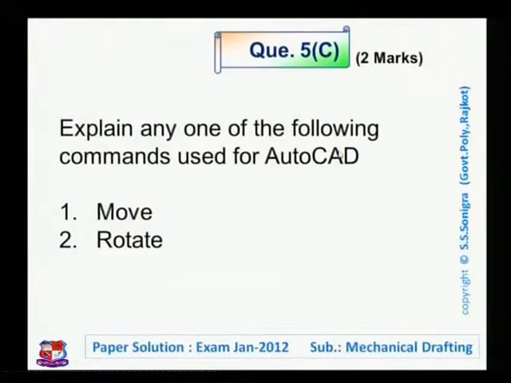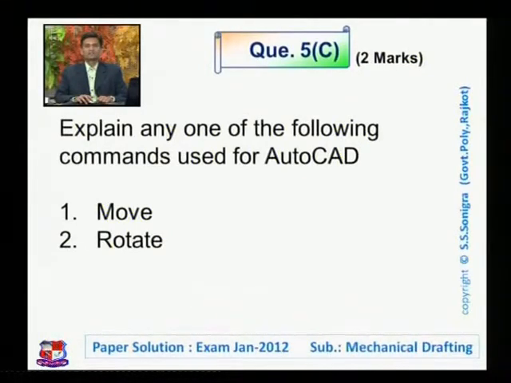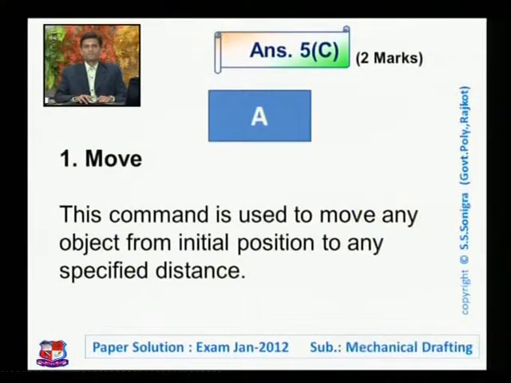Now question number 5C, which is asked for 2 marks. Explain any one of the following commands used in AutoCAD. The one is move, second is rotate. We have to explain any one command which is asked for 2 marks. First, move. This command is used to move any object from initial position to any specified distance.